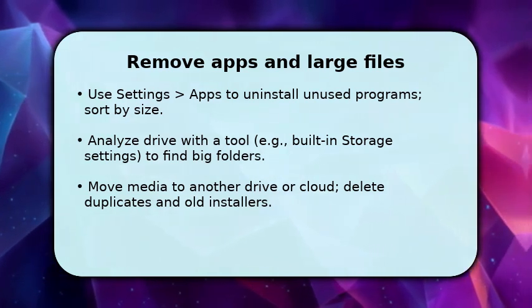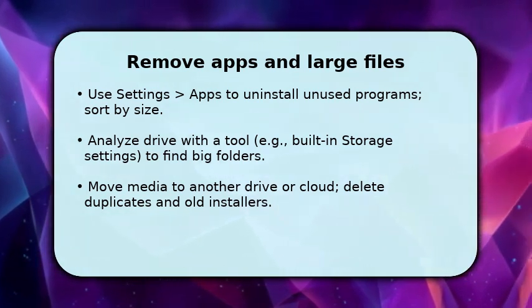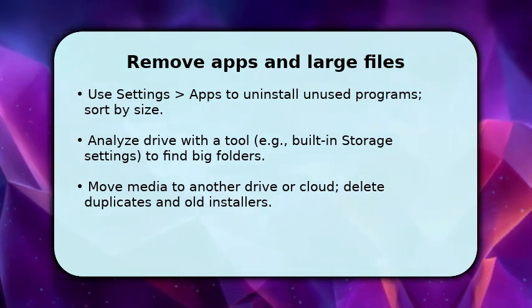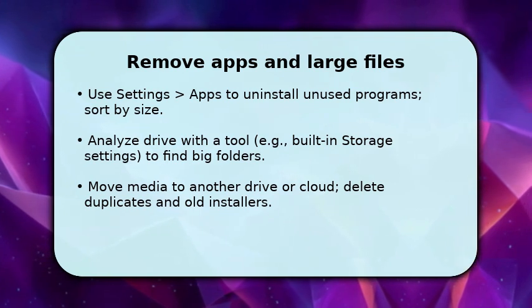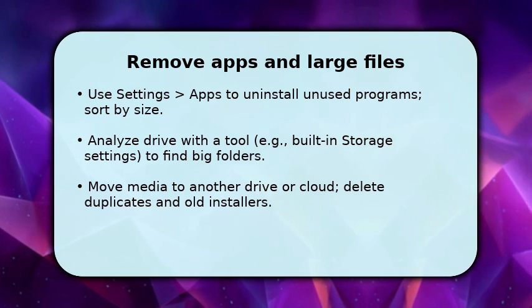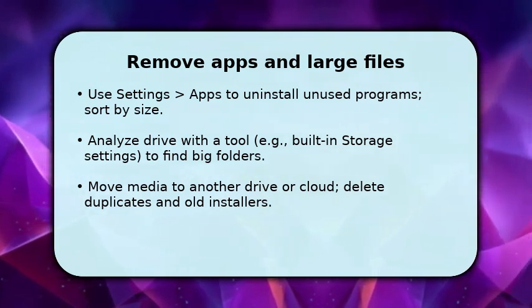Then analyze C: with Storage Settings or a disk analyzer to locate large folders like Downloads, AppData, or game installs. Once identified, move media and archives to another drive or cloud to free core system space. Make sure to empty the Downloads folder and delete duplicate installers. Those are common, recoverable wins.